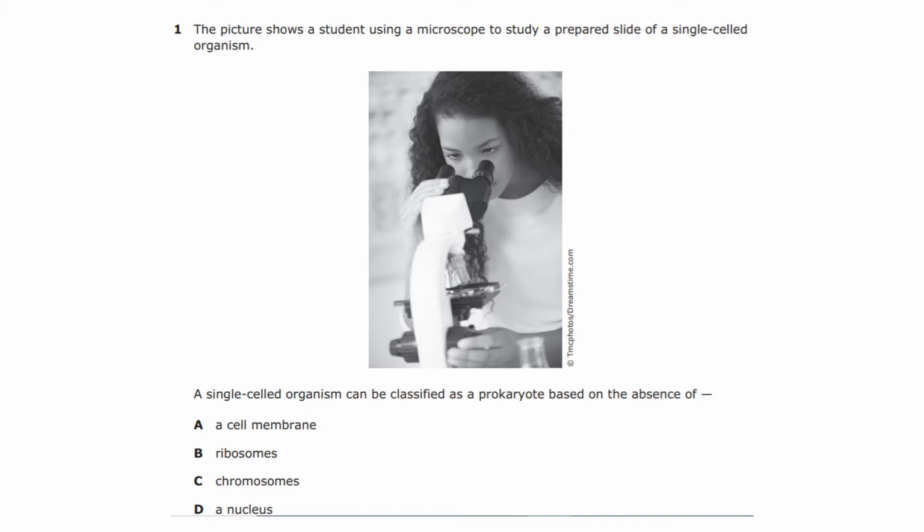and a eukaryote. The difference between the two is basically that a eukaryote has organelles inside of it. A eukaryotic cell belongs to a eukaryote, which means it's a multiple-celled organism, and each cell has organelles in it, the most prominent one being the nucleus. A prokaryote does not have a nucleus. So the correct answer for this particular question would be D. A single-celled organism can be classified as a prokaryote based on the absence of a nucleus.